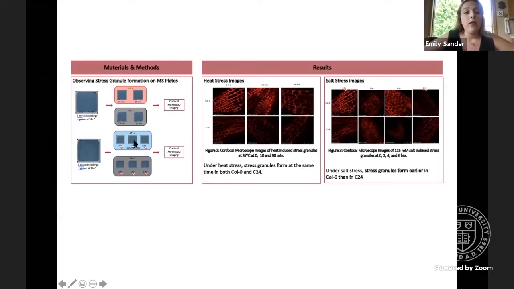And then for salt stress, 6-day-old seedlings were transplanted onto MS plates with 125 millimolar salts. And then we looked at those images and we found that while Columbia formed stress granules at 4 hours, C24 did not form stress granules until 6 hours. So we see that in salt stress, they form stress granules at different times.